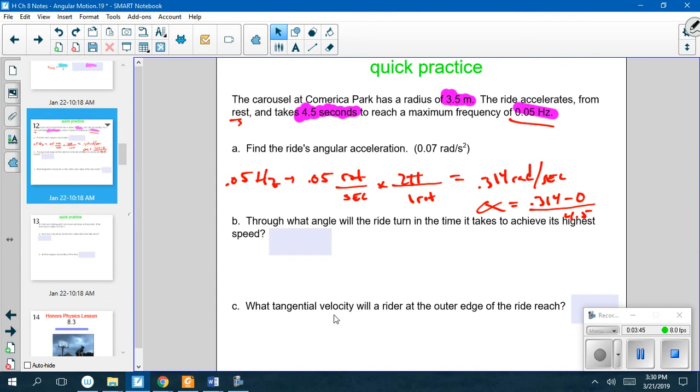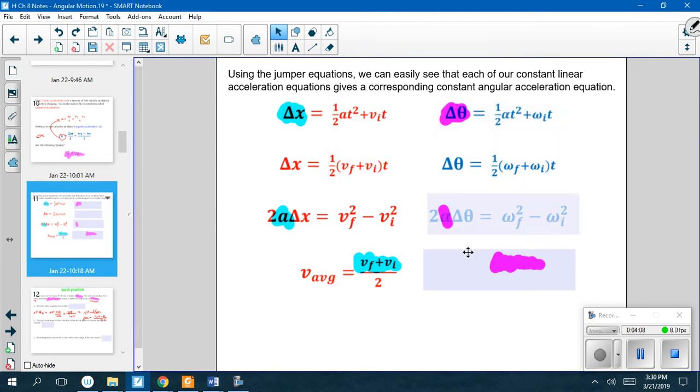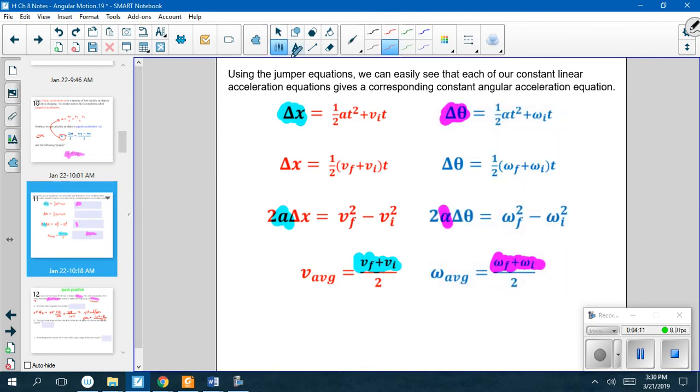Part B is asking us to figure out what angle the ride is going to turn through. So whenever we're dealing with angles with circular motion, we're looking at radians, not degrees. And we want to know how many radians it goes once it's achieved this high speed. So to find our delta theta, we can really use any of the equations that have delta theta. You could use this one, you could use this one, or you could use this one. Whatever one you want, it's kind of your choice.